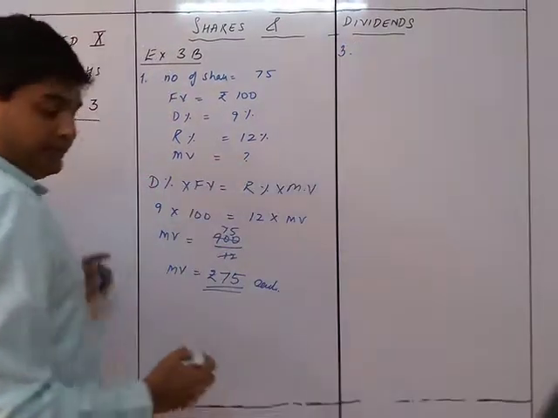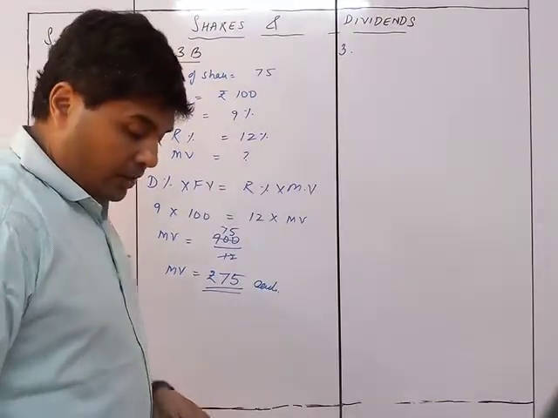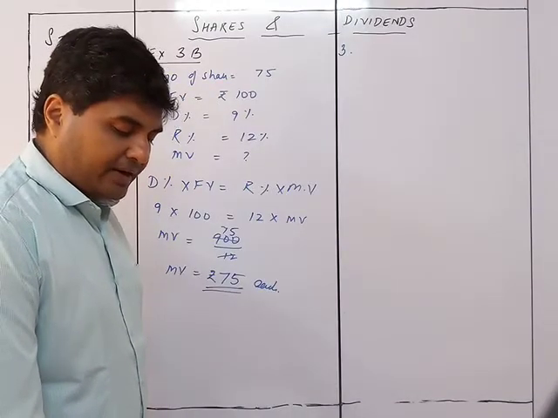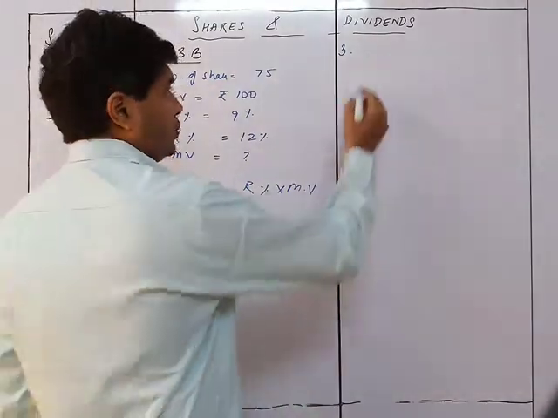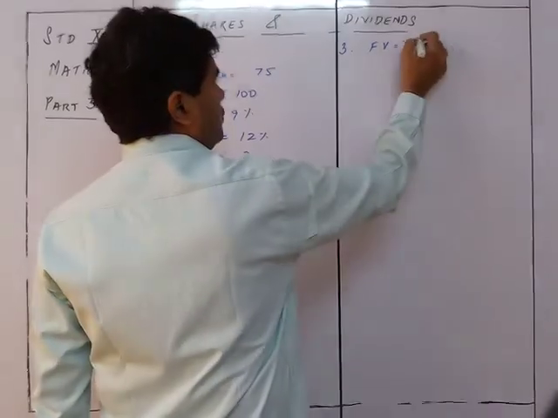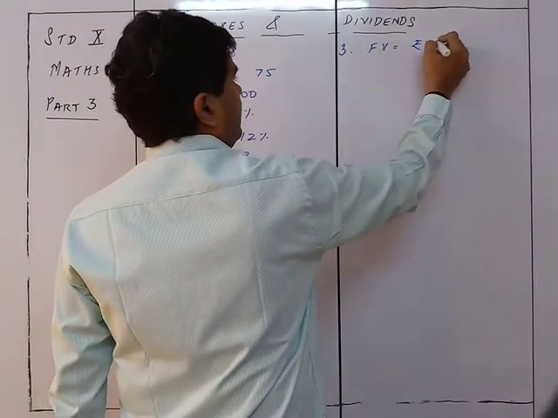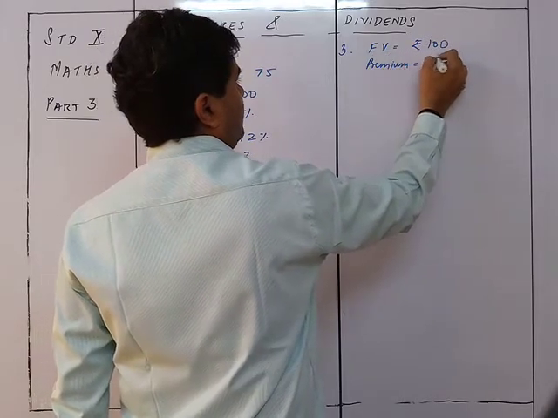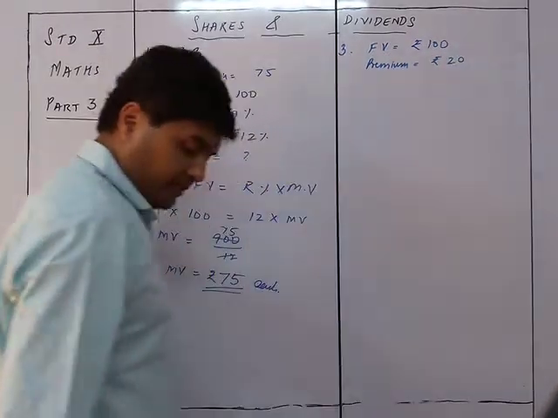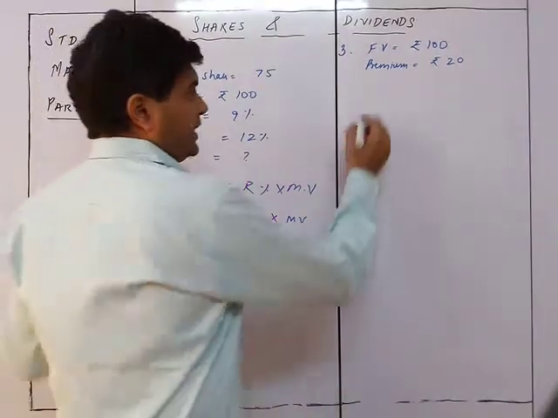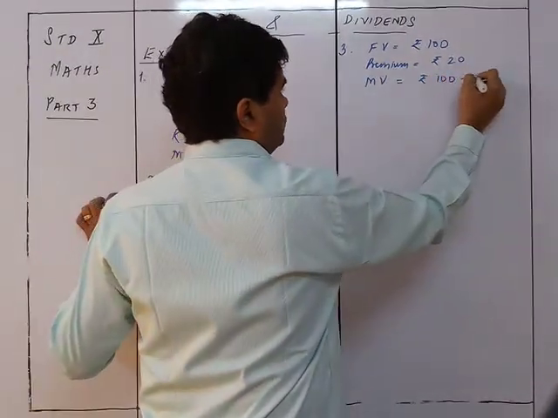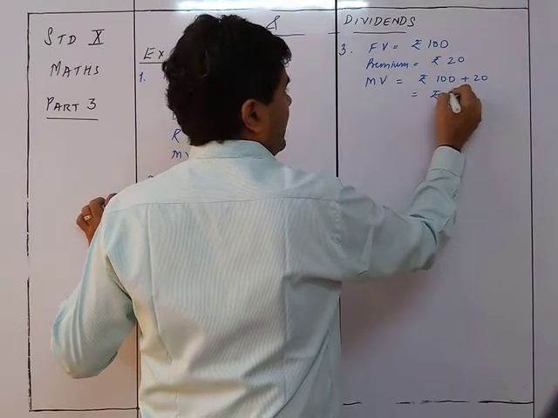Sum number 3. 100 rupee shares of a company are available in the market at a premium of rupees 20. So FV is equal to rupees 100, premium is equal to rupees 20. Okay, premium is rupees 20. So accordingly, we have that MV is equal to rupees 100 plus 20, which is rupees 120.